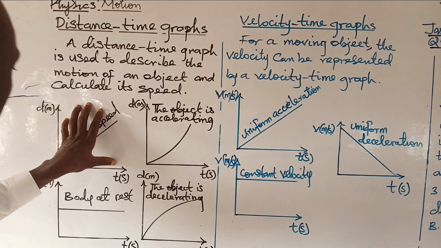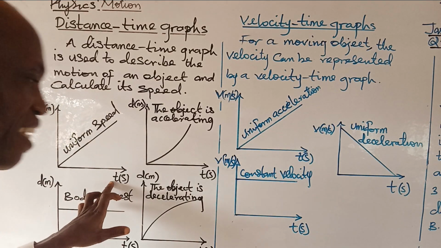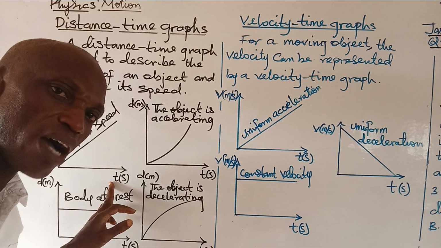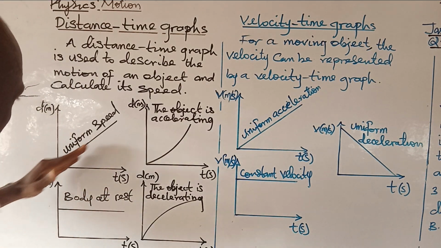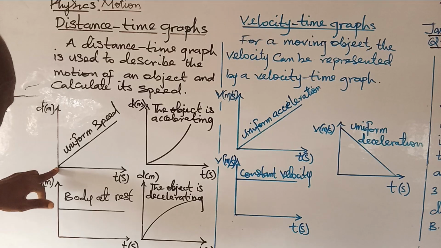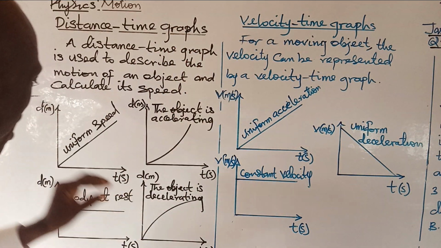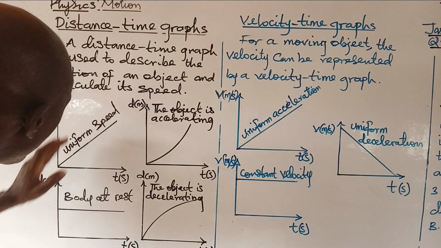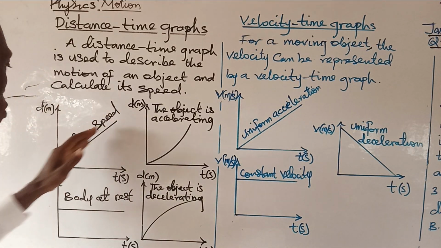Let's consider this graph here. The graph is plotted distance against time. When you have a graph of distance against time, and we have a straight line from 0 that goes further out, the gradient of this line is known as uniform speed.